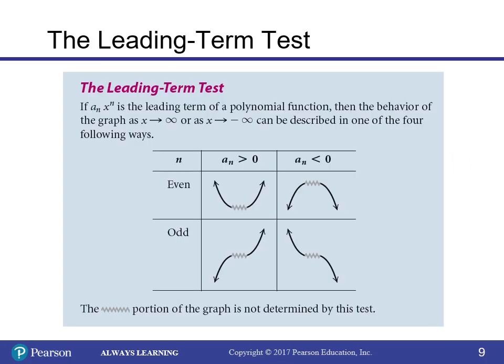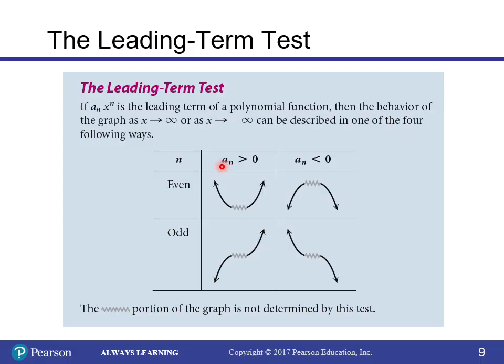So the leading term test. This is how we can determine from the first term how our end behavior should look. We have these 4 different possibilities. When we have an even exponent for your n, so notice this is x to the n power, when it's even, like 2 or 4 or 6, something like that.